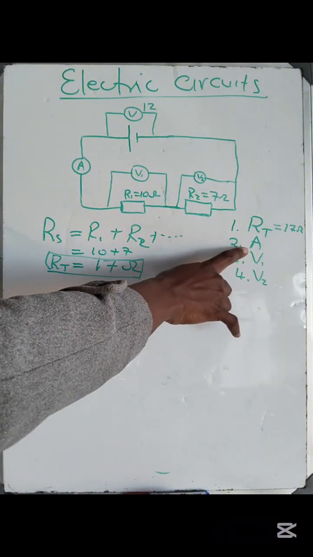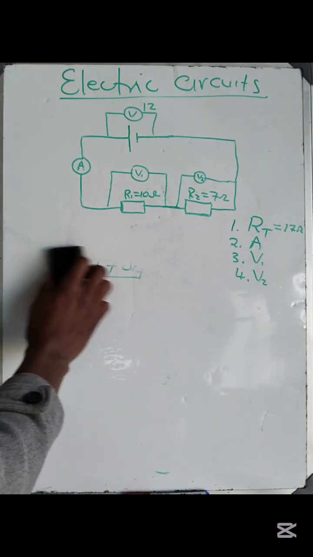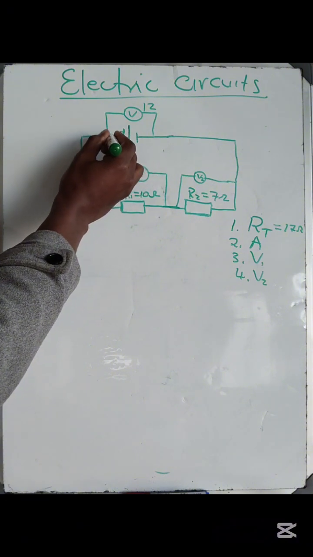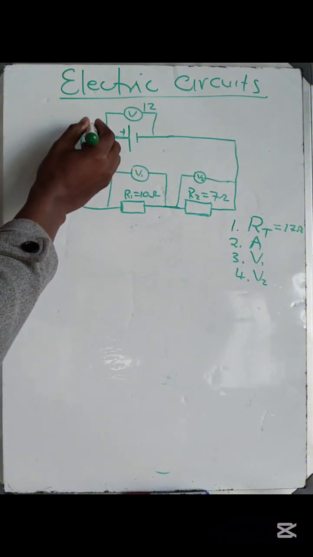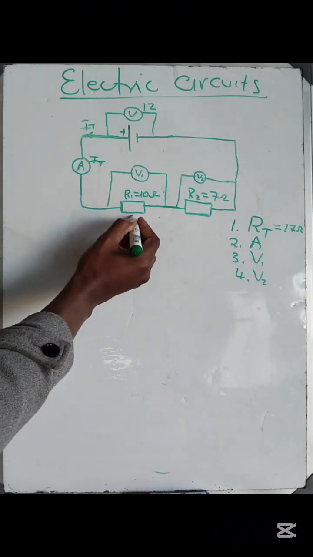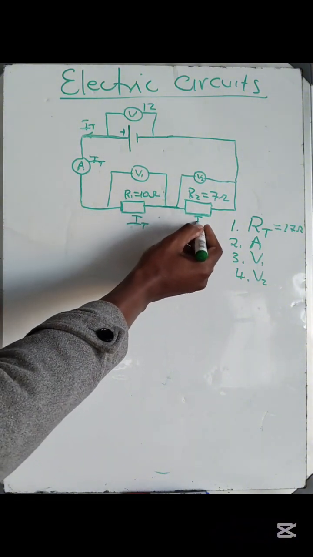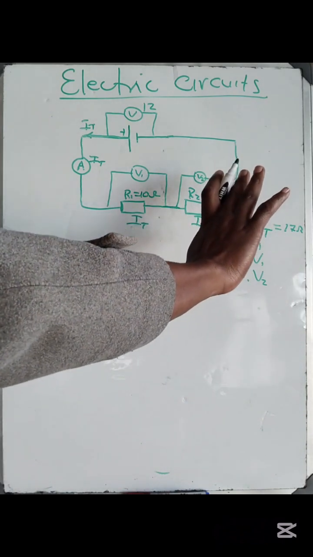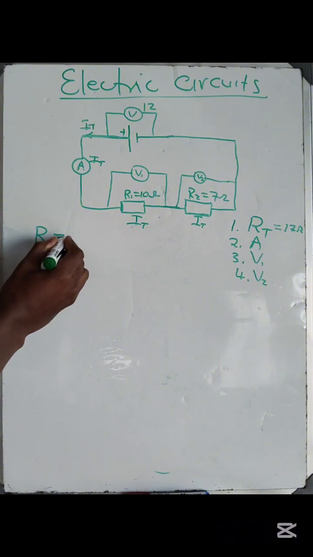Then the following question says calculate the reading on A. Let's check the reading on A. Now this is positive, so there is a conventional current that flows there. It's the total from the battery, which means we're looking for the total current here. Even here we will have the total current flowing up. Remember we said the current is the same throughout.